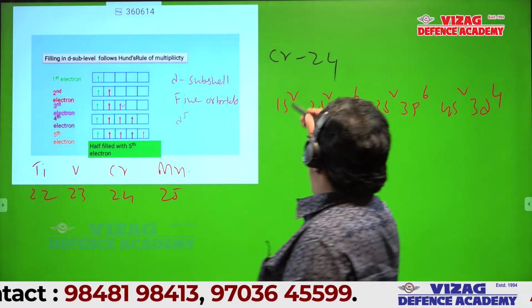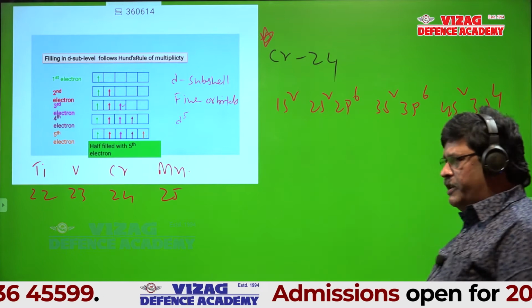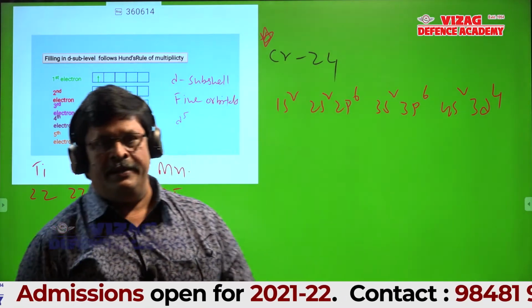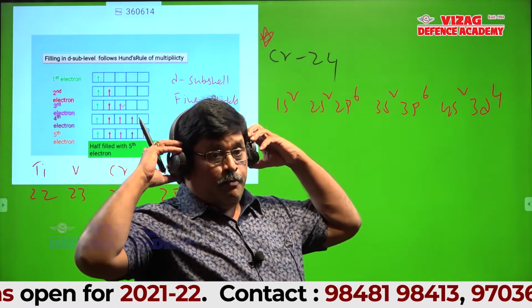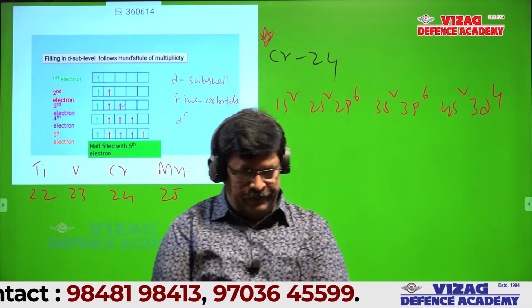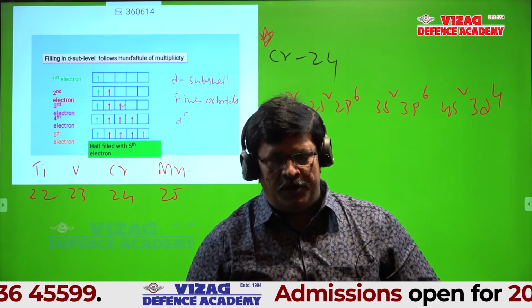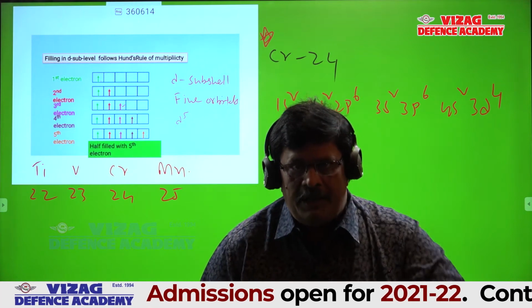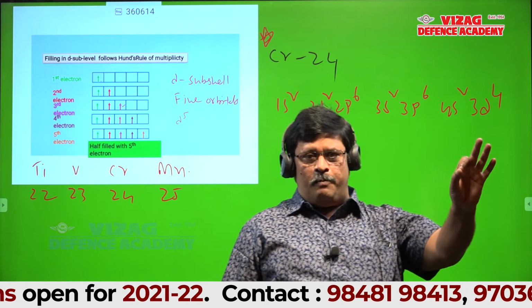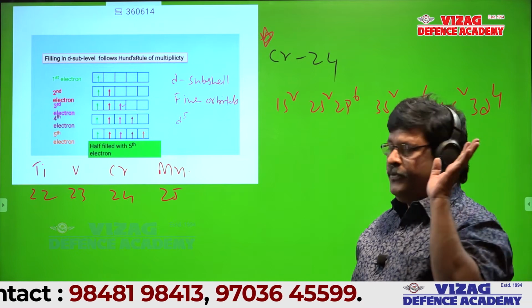But there is an anomaly in the electronic configuration of chromium. Remember one thing, students. Atoms with completely filled orbitals or half filled orbitals are more stable. One more time, listen to me. That's what is called octet configuration. That is the main reason for chemical combination. Atoms with completely filled orbitals or half filled orbitals are more stable.